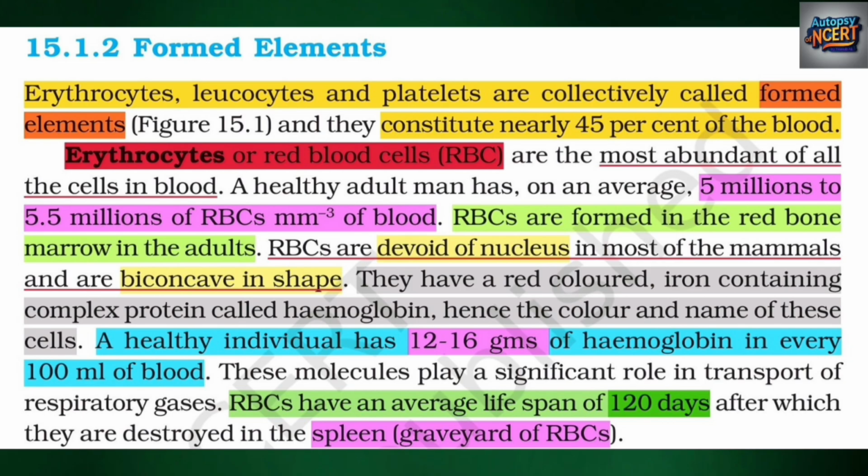They have a red-colored iron containing complex protein called hemoglobin, hence the color and name of these cells. A healthy individual has 12 to 16 grams of hemoglobin in every 100 milliliters of blood. These molecules play a significant role in transport of respiratory gases. RBCs have an average lifespan of 120 days, after which they are destroyed in the spleen, the graveyard of RBCs.